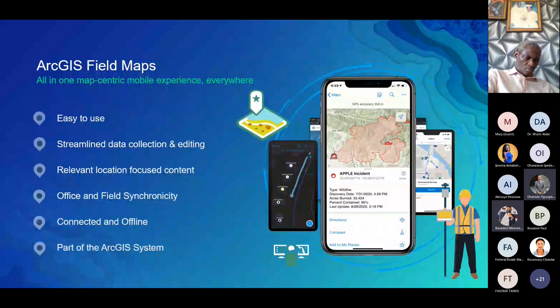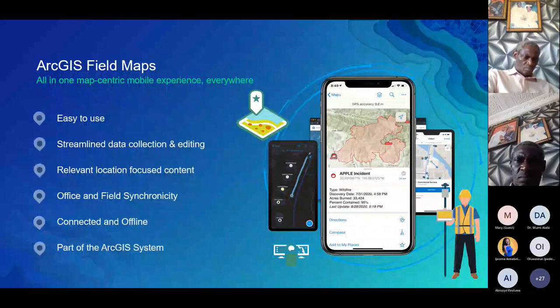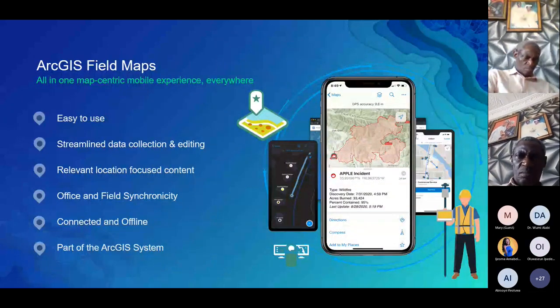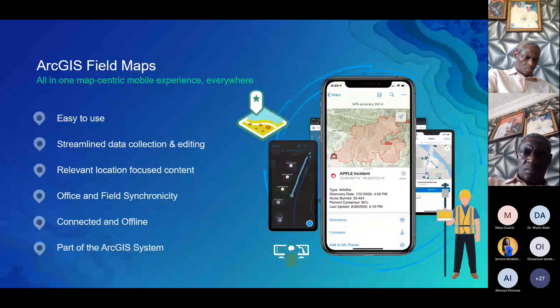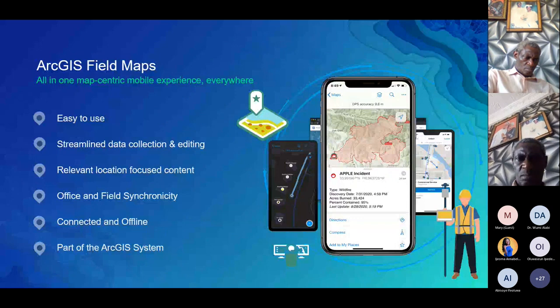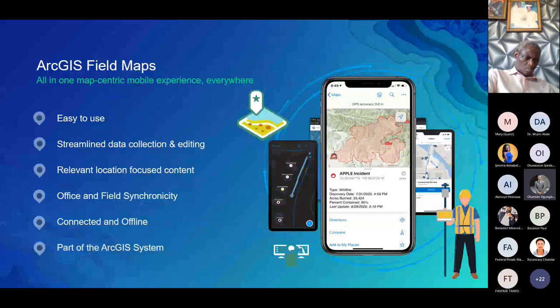And you are also connected both online and offline. So for restricted areas without internet connection, the users can download the base map offline, take it offline, and capture this data. And when they get to an environment that enables internet connectivity, then all data sets will sync.